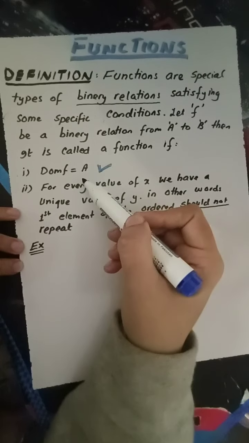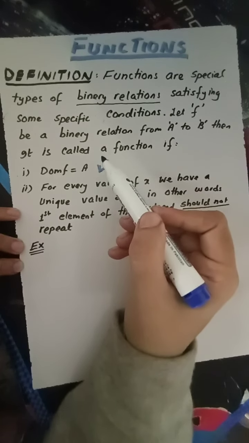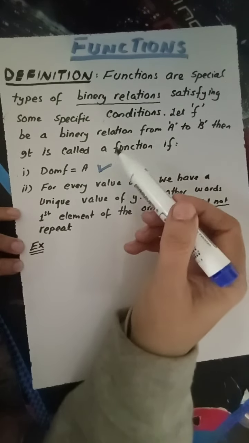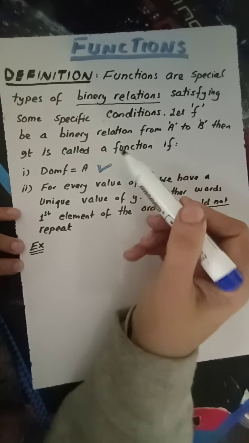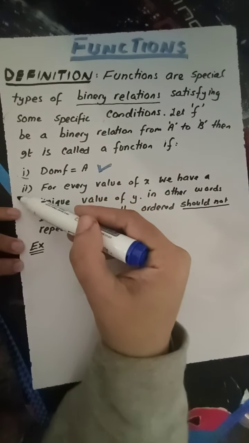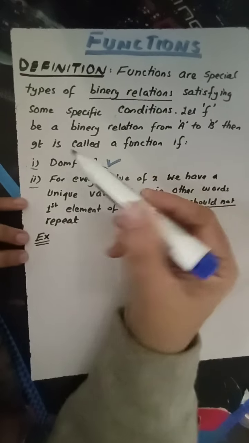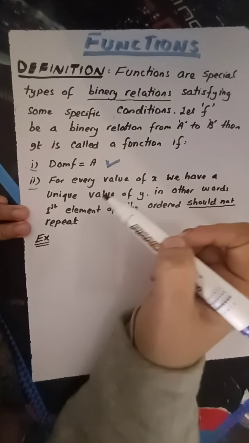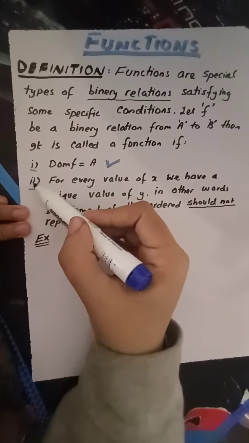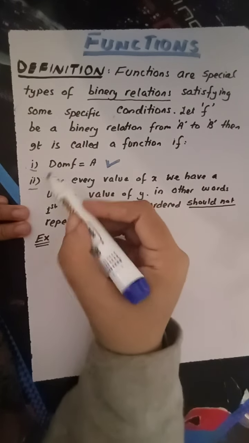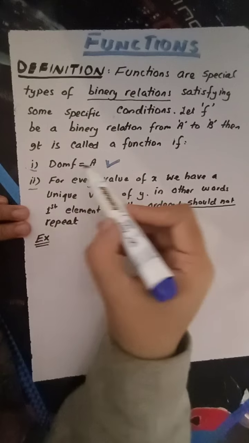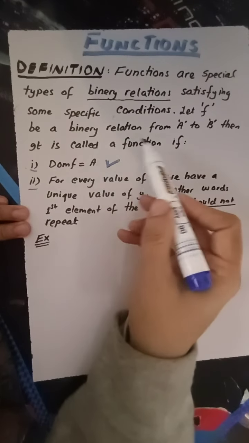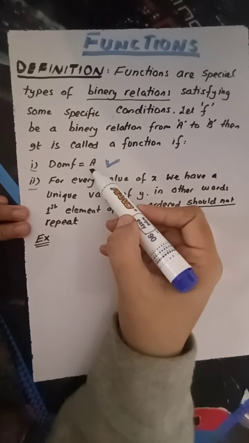If it is not equal to set A, then your binary relation will not be a function, because to become a function it should satisfy both conditions. If one of these fails, the binary relation will never be a function. These two conditions should be satisfied at the same time. So the first condition is to find the domain and compare it with A, whether it is equal to A or not.